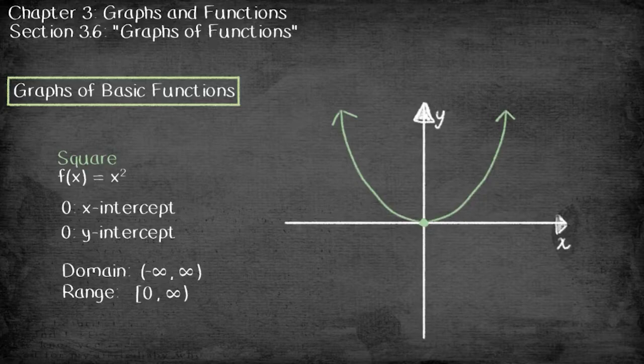Again, my x and y-intercept are 0, and any real number that I can imagine, I can square, right? It doesn't matter if a number is negative or positive or 0 or anything. I can square any number. So the domain is all real numbers, but the range is the interval from 0 closed to infinity.